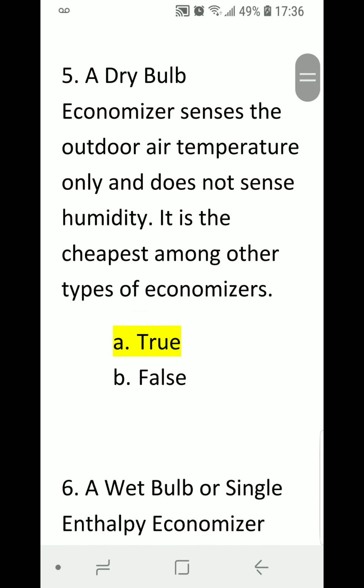Number 5. A dry bulb economizer senses the outdoor air temperature only and does not sense humidity. It is the cheapest among other types of economizers. A. True. B. False. Correct answer is A. True.